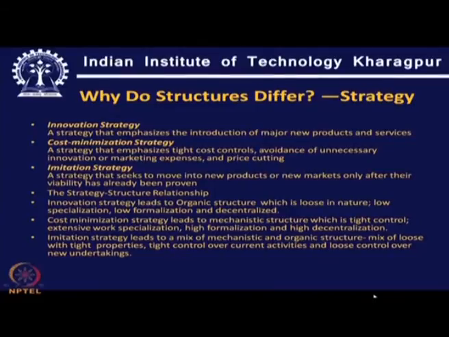When we are talking of cost minimization strategy, it leads to a mechanistic structure, which has tight control, extensive work specialization, and high formalization. Formalization is the degree to which there are specified rules and regulations. The expectations from the employees are clearly stated and written, and what happens for violations of the stated rules is enforced. So this is called formalization. For cost minimization strategy, tight formalization and a tight mechanistic structure are the answers.